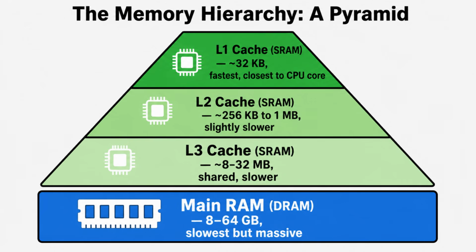L1 cache is the fastest and smallest, typically around 32 kilobytes per core. L2 is a bit bigger and slightly slower. L3 is shared across all cores and can be 8 to 32 megabytes. All of these are SRAM.